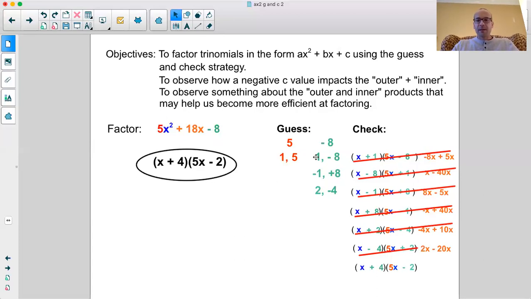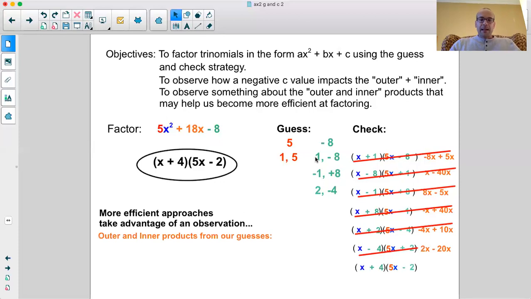I want to point something out to you. More efficient approaches are going to take advantage of something that we're going to see here. And that is that the outer and inner products from our guesses, we've been adding those outer and inner products together, and we've been checking it against the middle. But I want to point something out about them. The first outer and inner product was a -8x and a 5x. And I know that we added them together to check, but let's take a quick look at their product. The -8x and the 5x have a product of -40x squared.